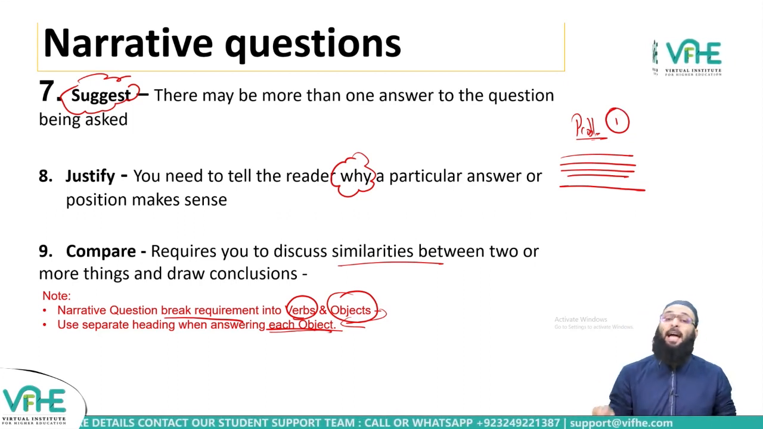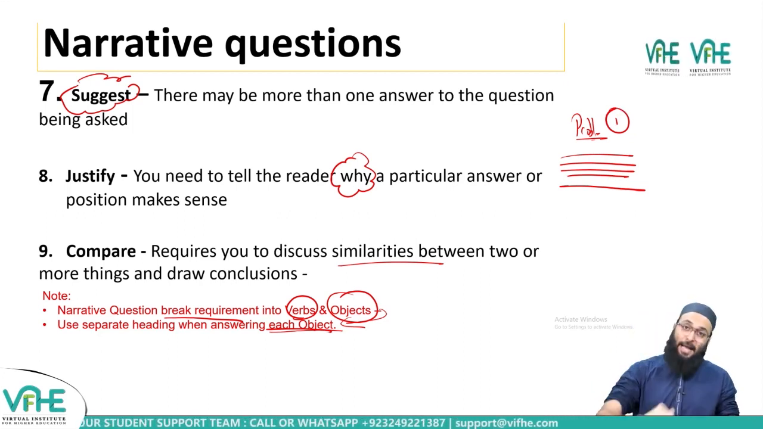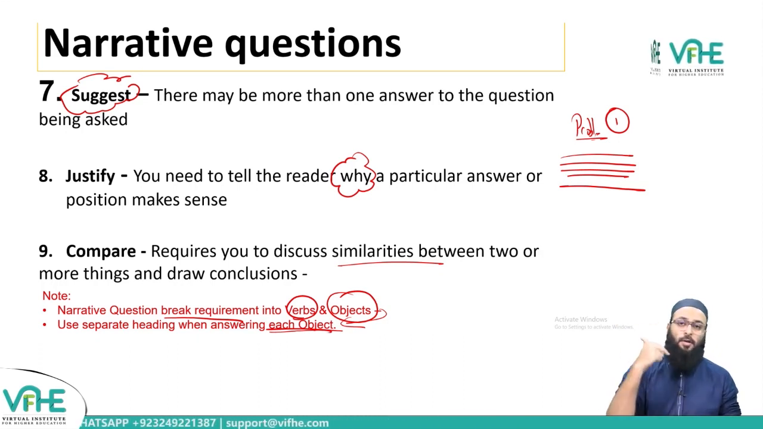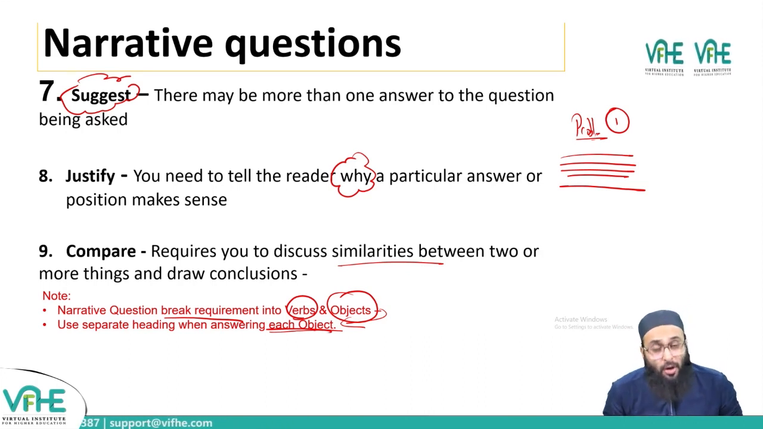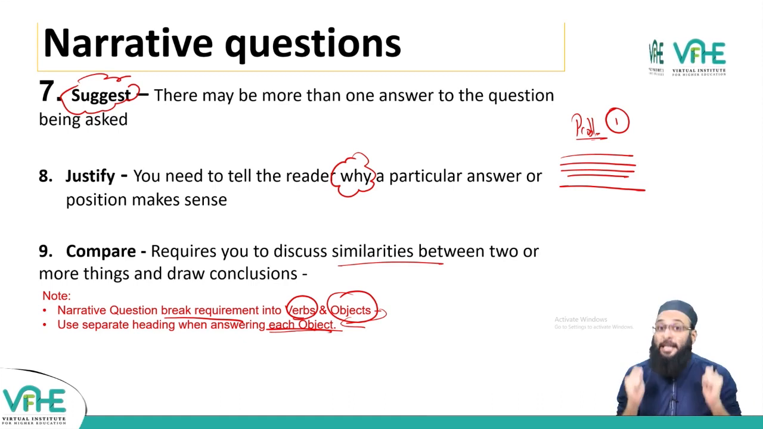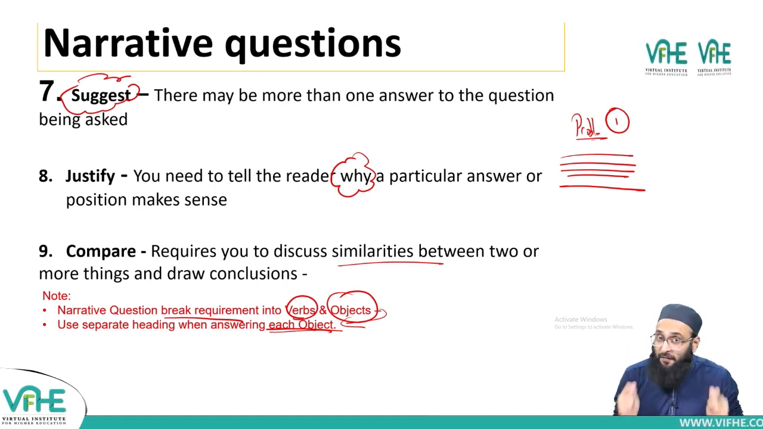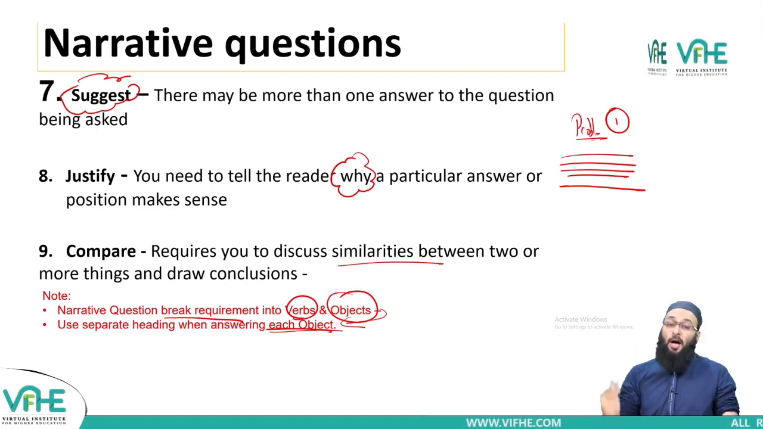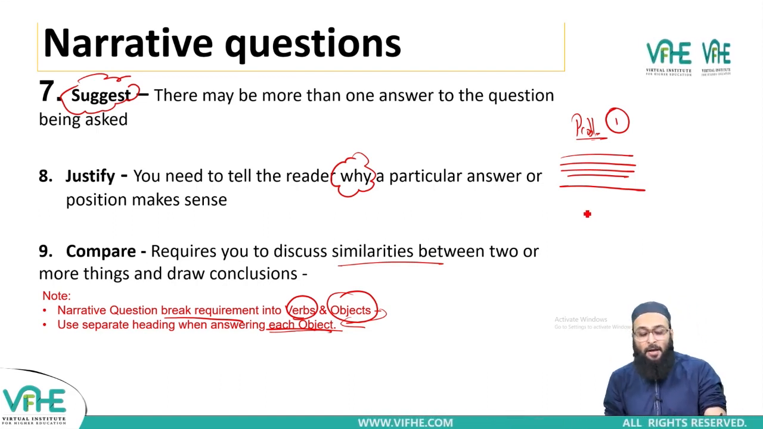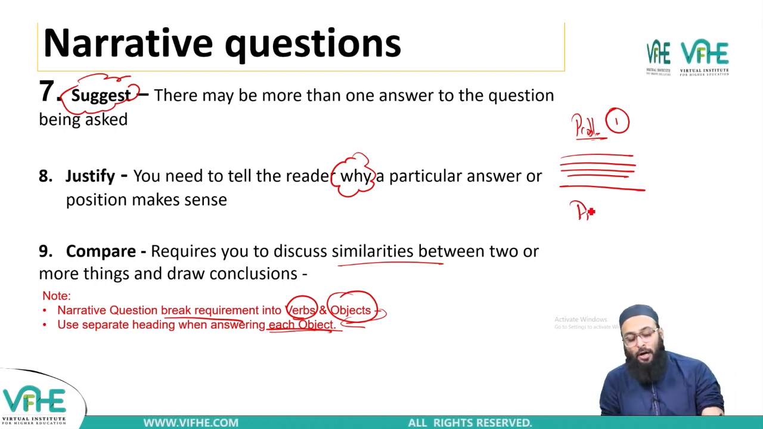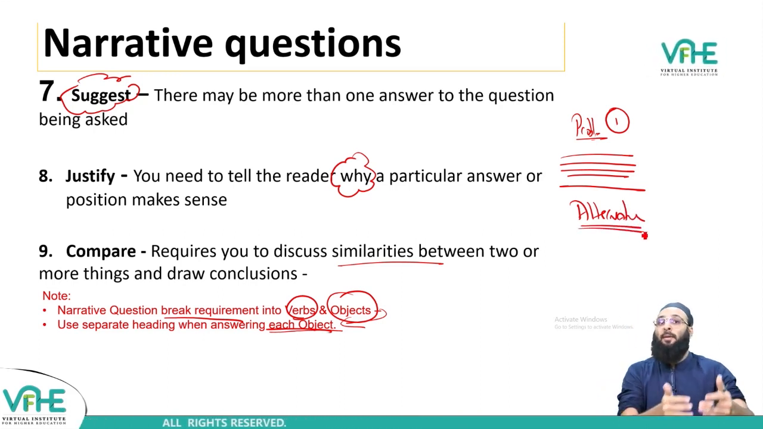Then the question says, and justify an alternative approach. So my second verb is what? Justify. I have to give a reason, whatever I'm justifying. I have to give a reason for my alternative approach. So now I will make another heading using the second object, and that is alternative approach. Alternative approach will be my second heading.